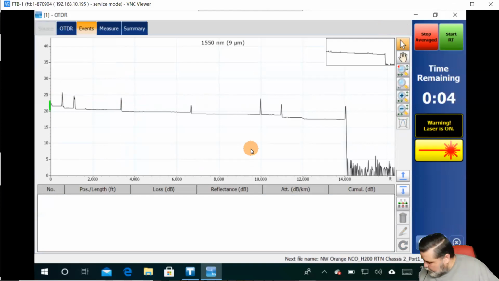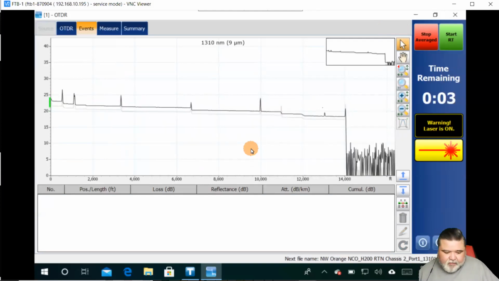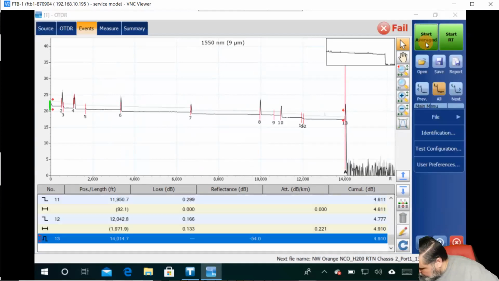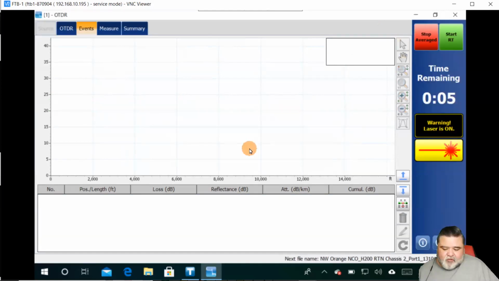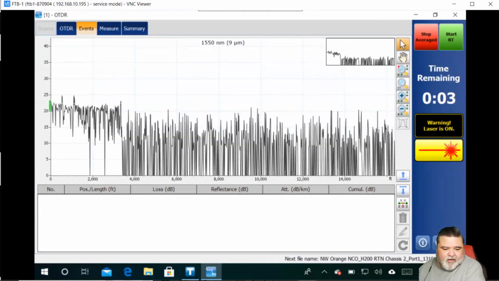So there's 1550. I didn't pinch it enough here. Let me stop that and retest it. I'll do a better pinch here. Of course, when I don't want to pinch a fiber, I pinch it. When I want to pinch a fiber, it doesn't work out my way. So we'll roughly do that real quick, and then we'll kind of finish up here.